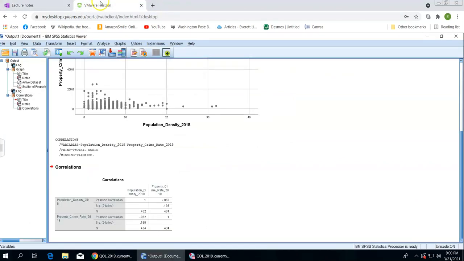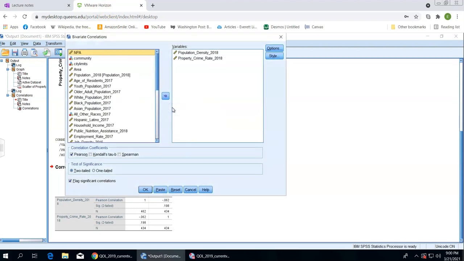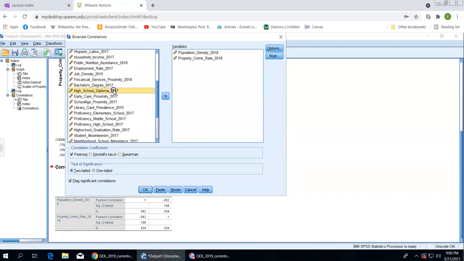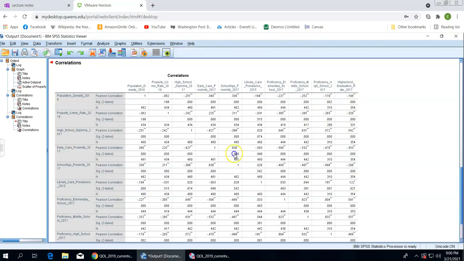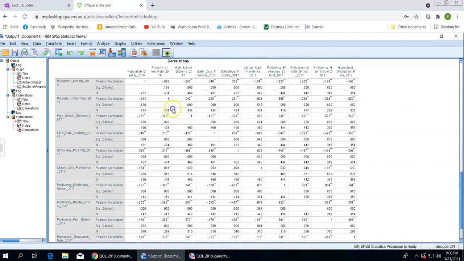In fact, let me show you what you could do. If you wanted to add more, just pick a whole bunch of them. You can click OK, and you can see a ton of correlations there at one time. But every one of them is going to be on there twice. So property crime rate and population density is here, but it's also here underneath this diagonal. So you're only going to be looking at the ones that are above the diagonal.